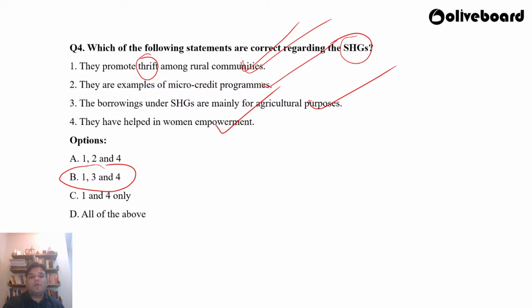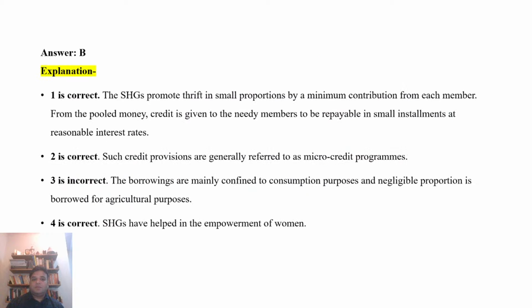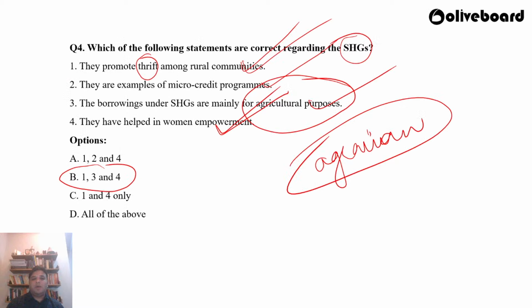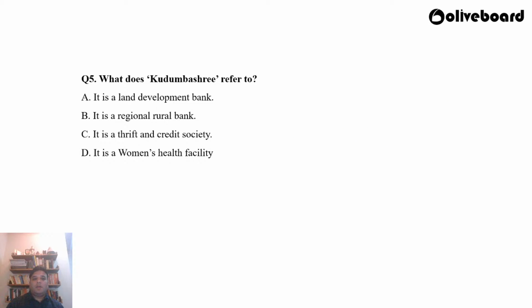They are examples of microcredit programs? No. The borrowings under SHGs are mainly for agricultural purposes? Of course, yes. Because when you talk about rural areas, they are the repository of an agrarian economy. They have helped in women empowerment. Yes, they have helped in women empowerment. Right. So basically the answer is B, 1, 3, and 4. Okay. Let's move on.